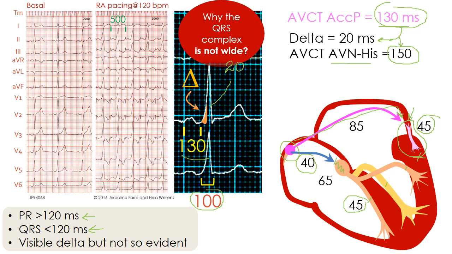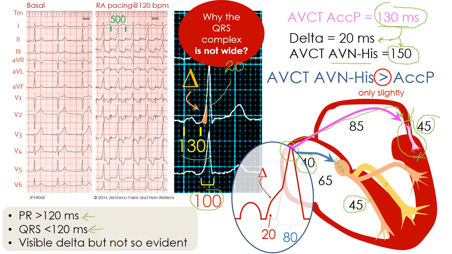Why is the QRS complex wide? The reason is the atrioventricular conduction times via the AV node His pathway are only slightly above those over the accessory pathway, 20 milliseconds of difference. Therefore, a QRS complex that would have been 80 milliseconds in duration, now, because of the delta wave of 20 milliseconds, has a duration of 100 milliseconds.